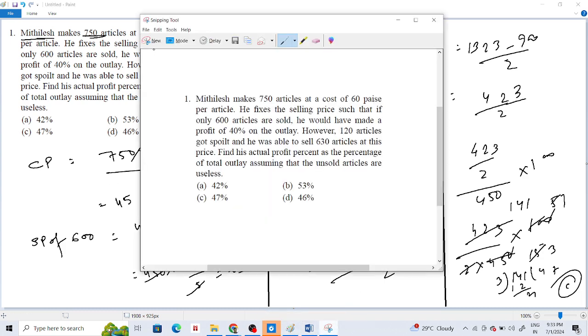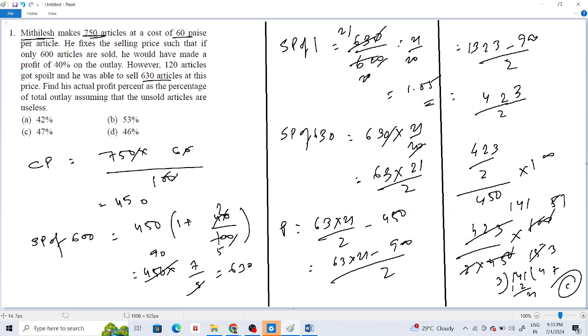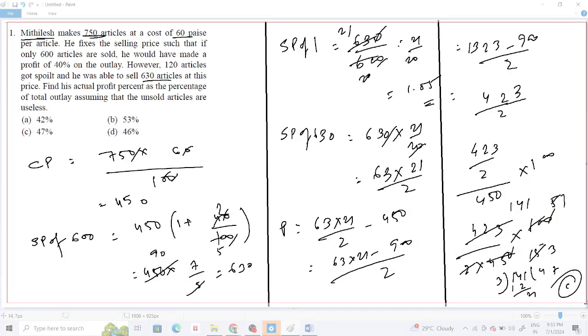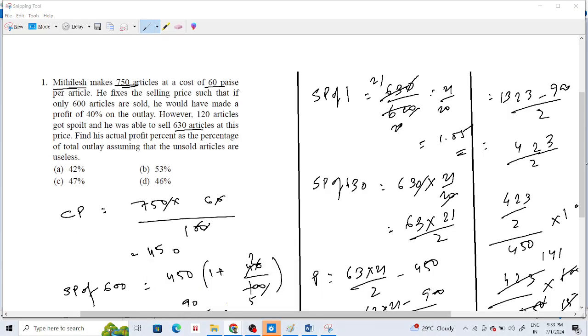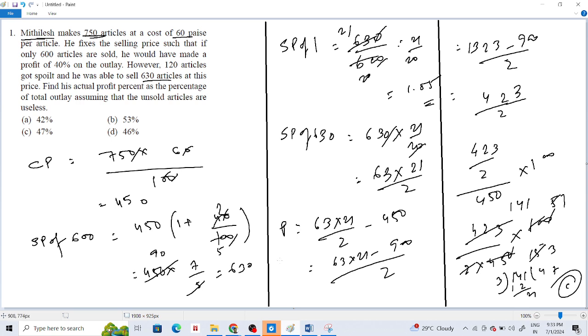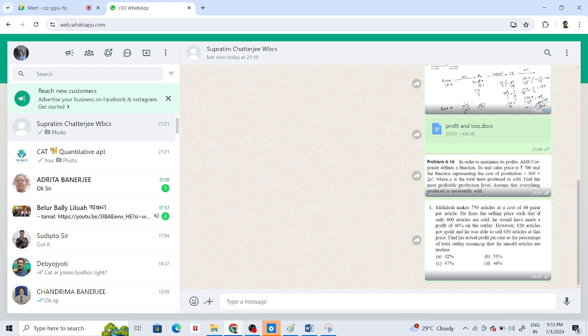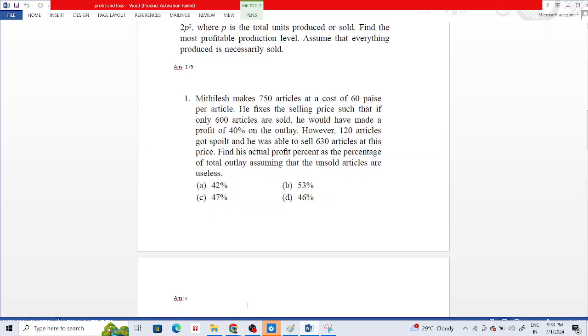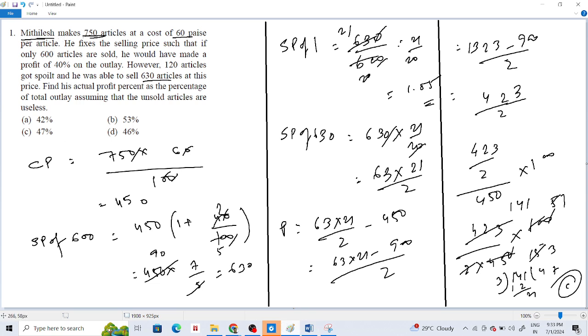Absolutely straightforward sum. Check out this sum. Do you see, where is the confusion? Tell me. The question is very simple and very straightforward. 750 articles cost 60 paise. So first of all, find out the CP of 750 articles right from the first statement only.